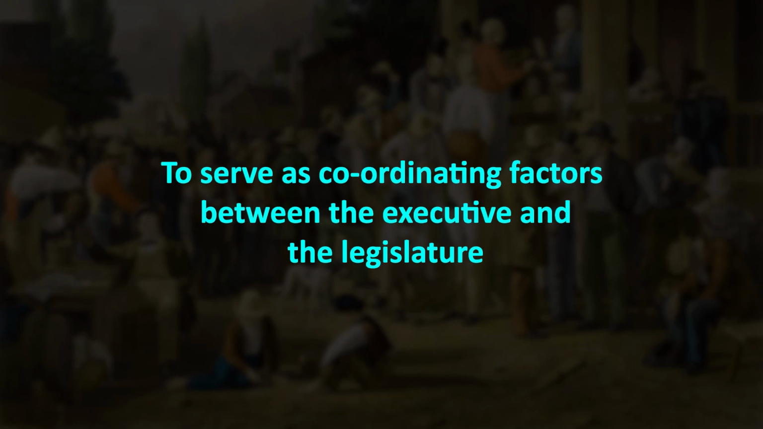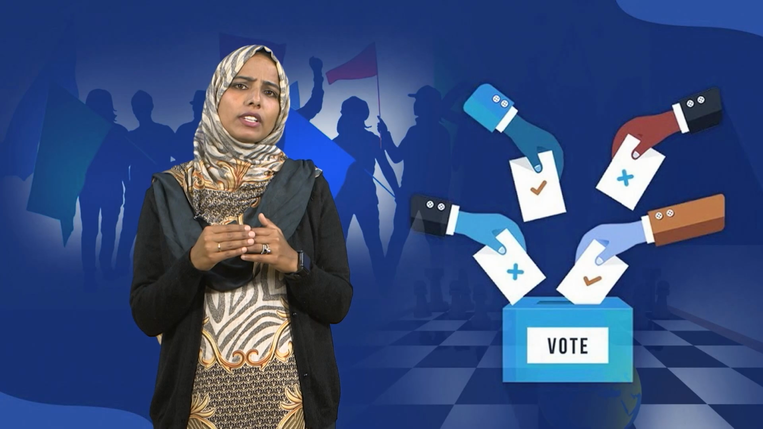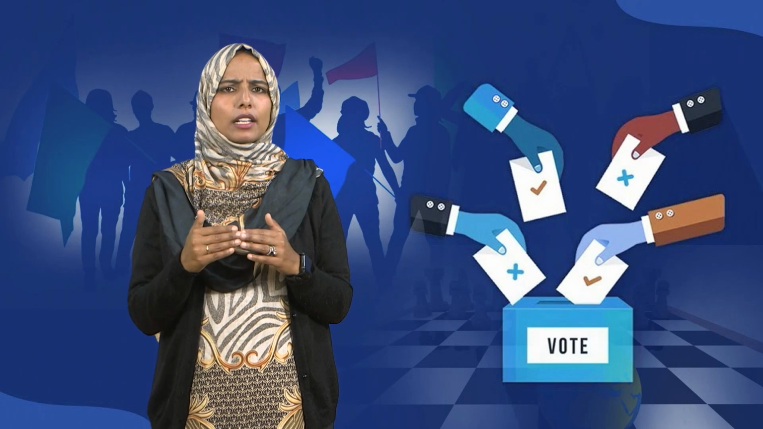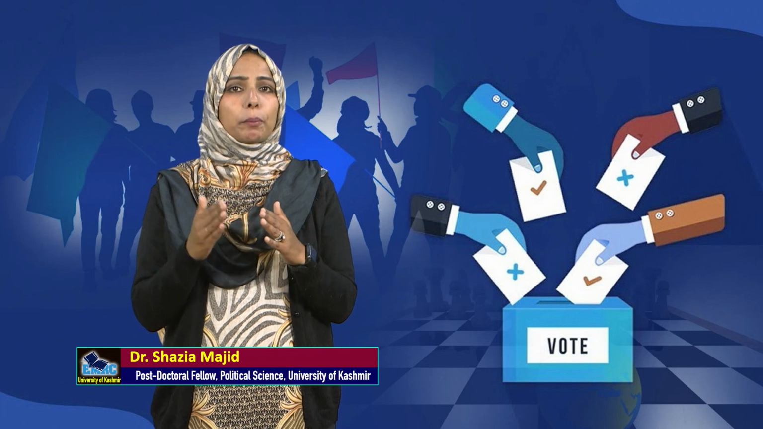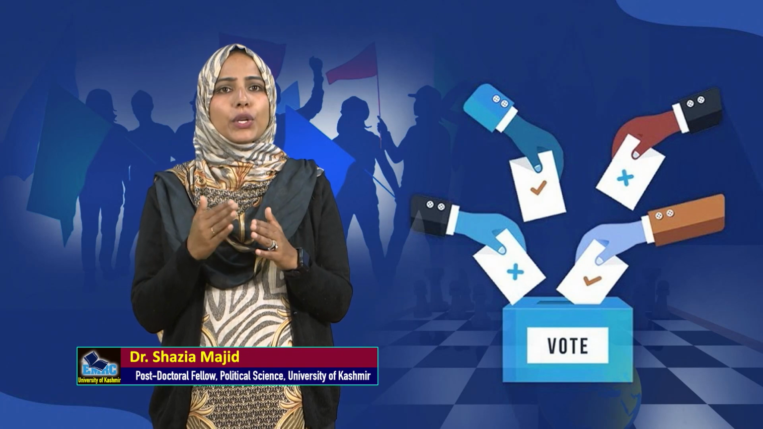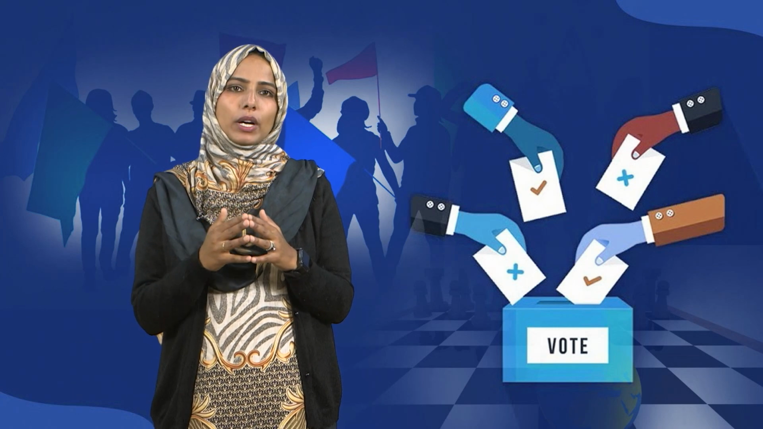Next one is to serve as a coordinating factor between the executive and the legislature. In the presidential form of political system, which is based on the theory of separation of powers, political parties serve as coordinating factors between the executive and legislature. The domination of the legislature by the same party which controls the executive may create a degree of harmony between the executive and legislature, which the presidential system itself is incapable of realizing otherwise.